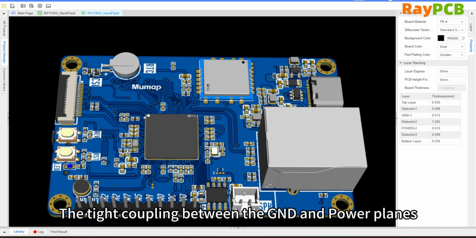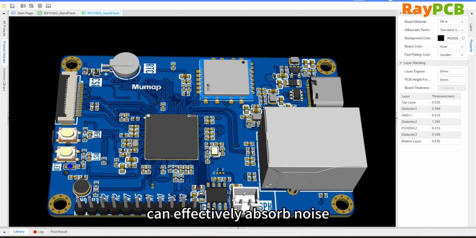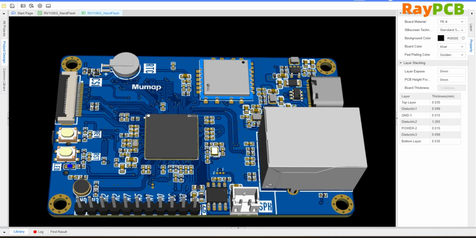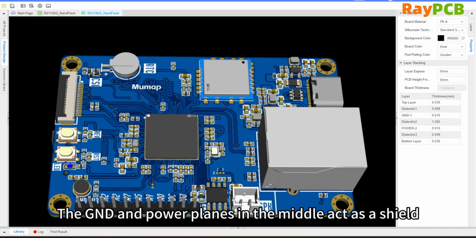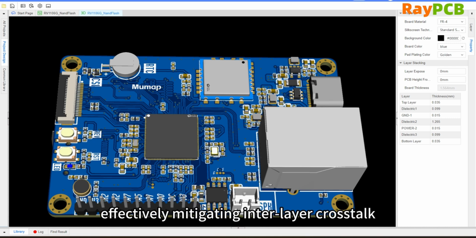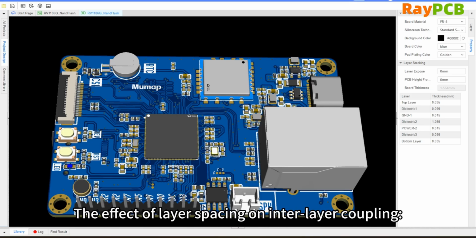The close coupling between the GND and power planes can effectively absorb interference and provide proper reference for signals on both L1 and L4. The intermediate GND and power planes serve as a shield, greatly reducing the direct and effective interlayer crosstalk between L1 and L4, as well as the impact of interlayer spacing on interlayer coupling.